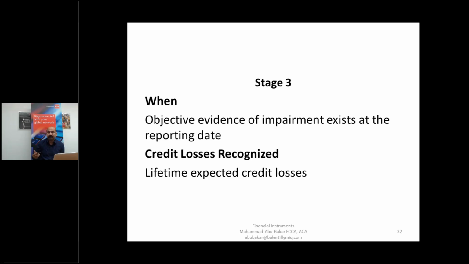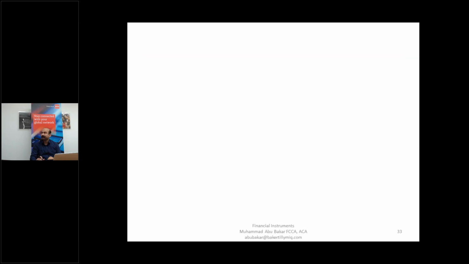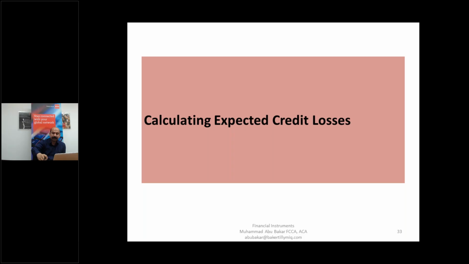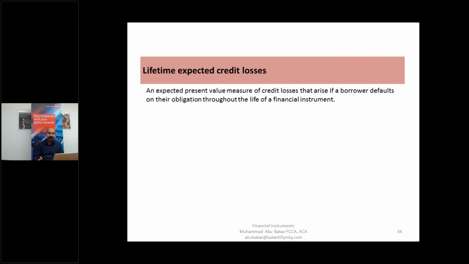Now, the next important point is, how can we calculate expected credit losses? If we first discuss the lifetime expected credit losses, it is an expected present value measure of credit losses that arise if a borrower defaults on their obligation throughout the life of a financial instrument. So this is basically the present value of the credit losses that arise if the borrower defaults on their obligation throughout the life of a financial instrument.